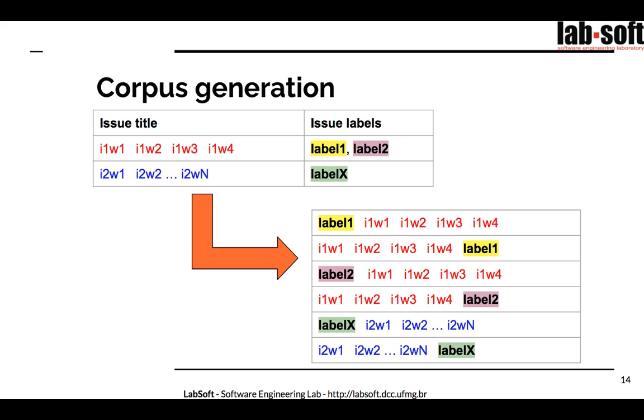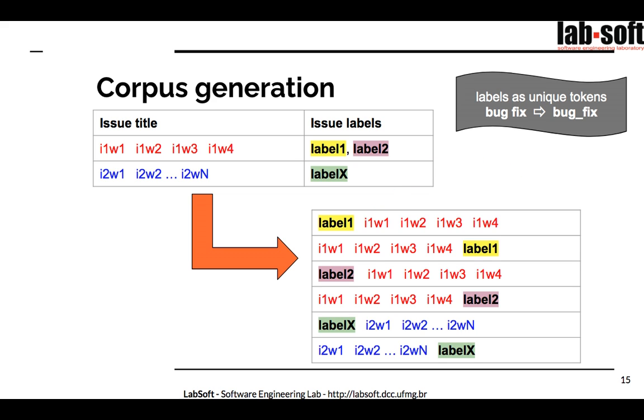Due to time constraints, I will only present the corpus generation for the Word2Vec approach. For each issue label, we generate 2 sentences. In the first sentence, the label is placed in the first position, followed by the words of the issue title. In the second sentence, in the last position. Each label is handled as a unique token.